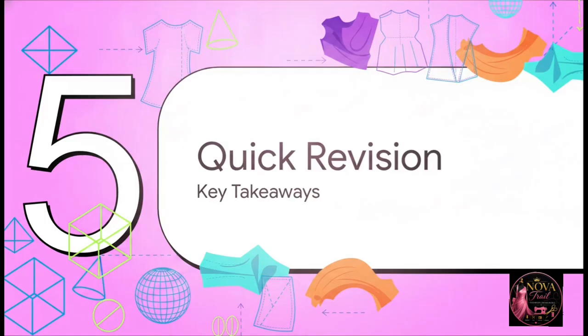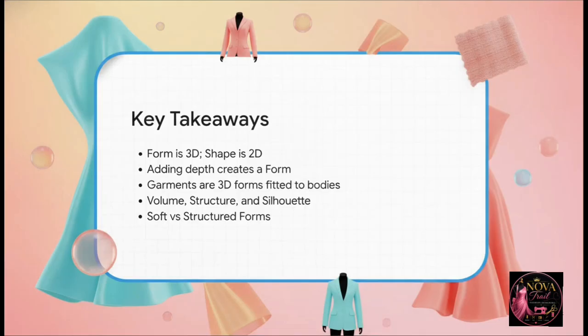All right, let's consolidate everything in Section 5, a quick revision of our key takeaways. Here are the crucial rules to lock into your memory from today's explainer. 1. Form is a 3D solid object, while shape is just flat and 2D. 2. Adding depth is what magically turns a flat circle into a 3D sphere. 3. Garments are essentially 3D forms engineered to fit the human body. 4. Garment form always relies on a mix of volume, structure, and silhouette. And 5. Soft forms give you that beautiful, flowy drape, while structured forms give you firmness and sharp definition.